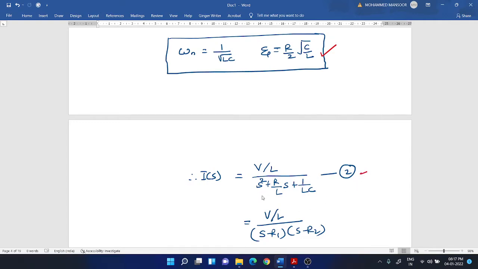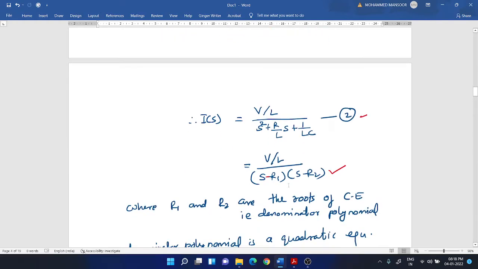Here this is the characteristic equation, which is nothing but a quadratic equation. Since it is a second order equation, we can have two roots. Let the roots be R1 and R2. We can write the denominator polynomial in terms of the roots as s minus R1 into s minus R2, where R1 and R2 are the roots of this characteristic equation.